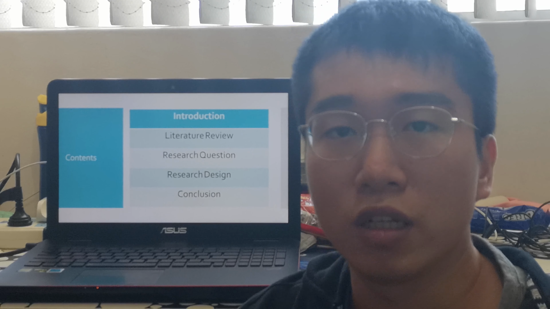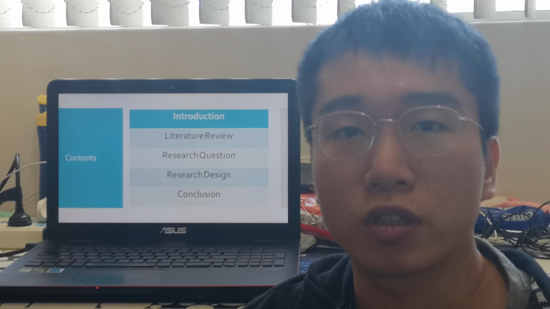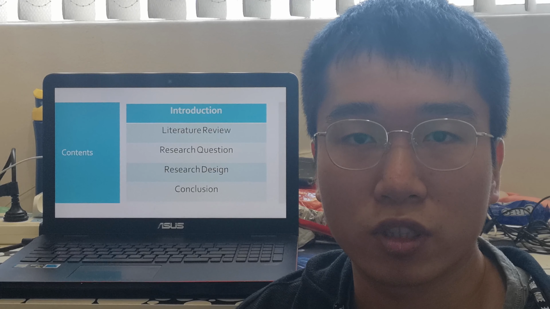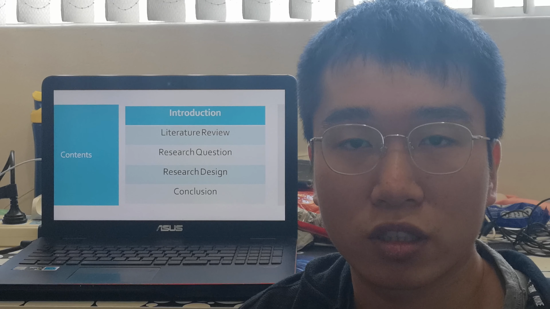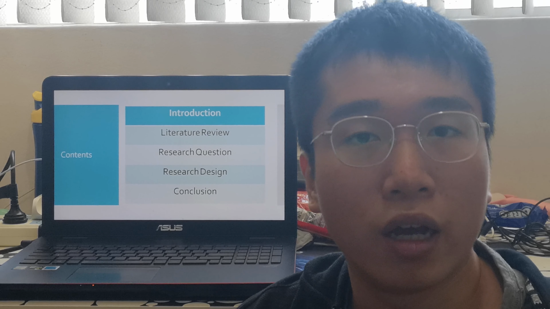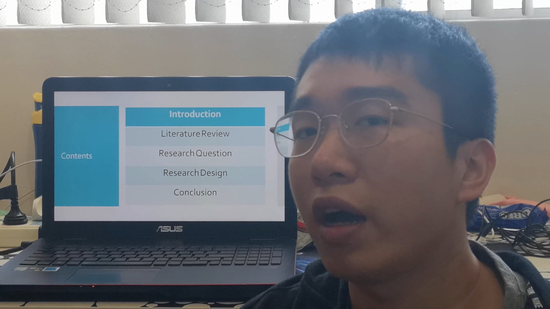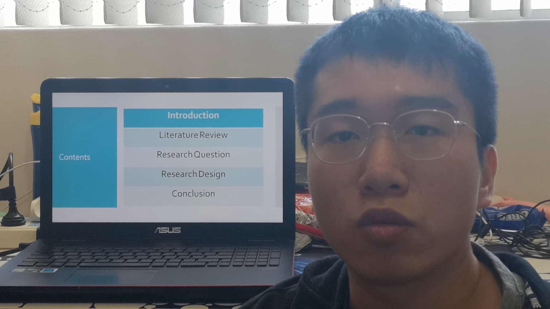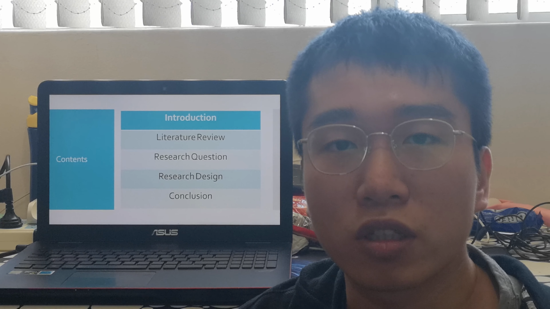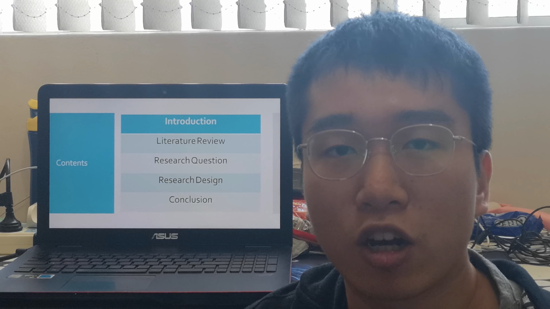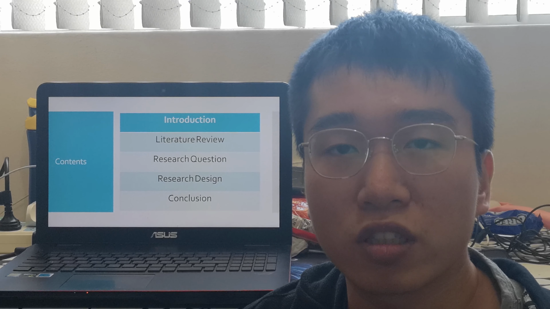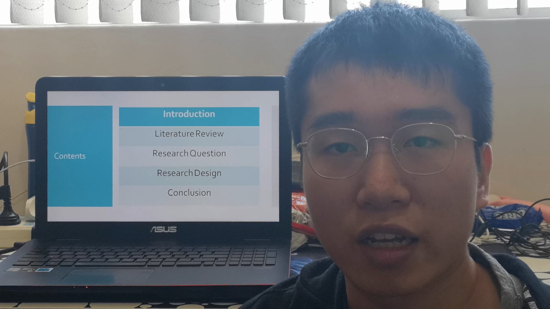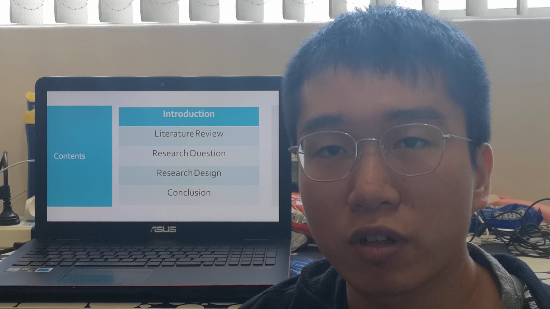For the contents of the presentation: in the introduction, I will talk about the background and the current situation of recycling tires. In the literature review, I will show you some of the articles I've read. In the research question, I will outline why my topic is very important. In the research design, I will explain the steps of the design and why I chose this design. Finally, I will give a brief conclusion.